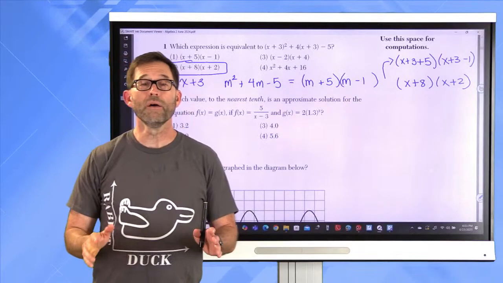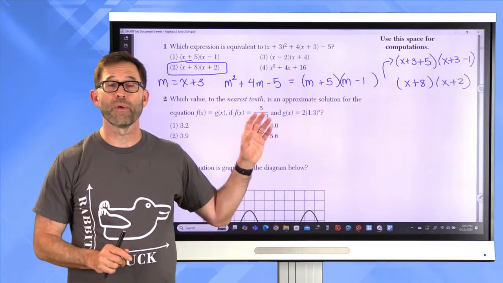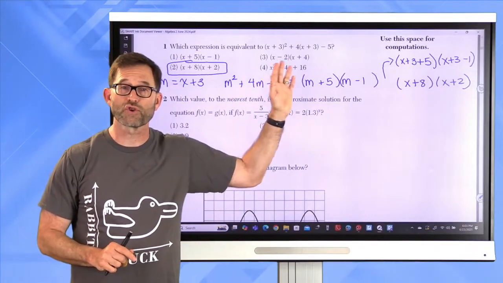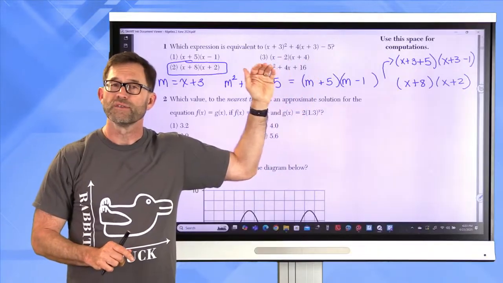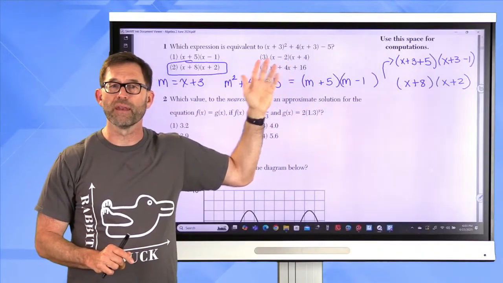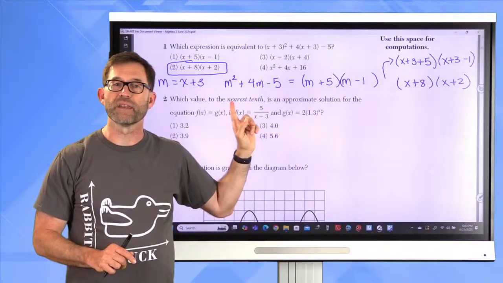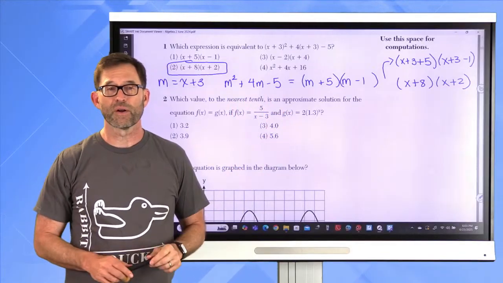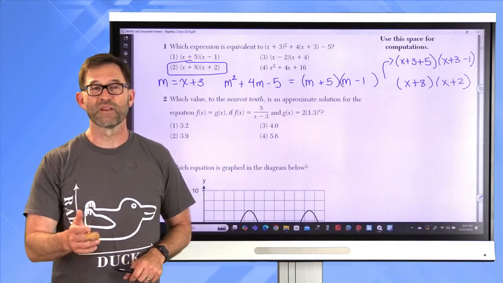The Regents loves doing this, and this is what they get at when they say they want you to see the structure of an expression, right? So even though this is a little bit more complicated, as soon as we realize that it has this structure, it's fairly easy to factor. Let's take a look at problem number 2.